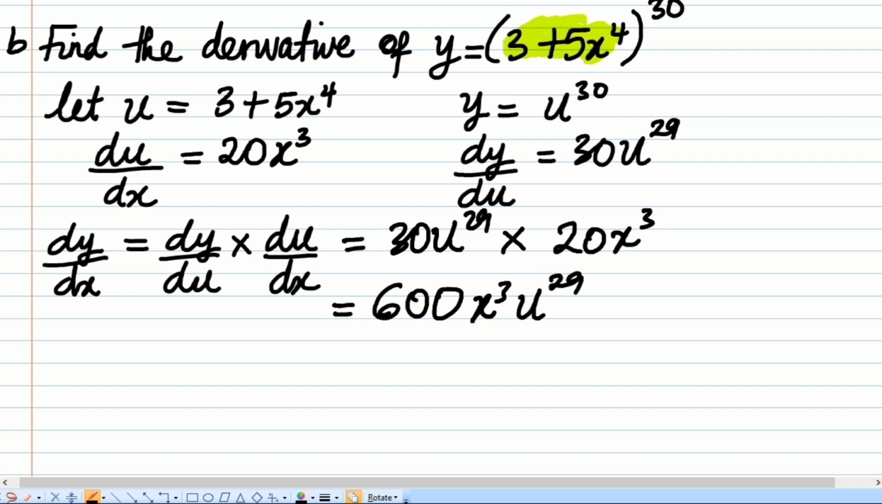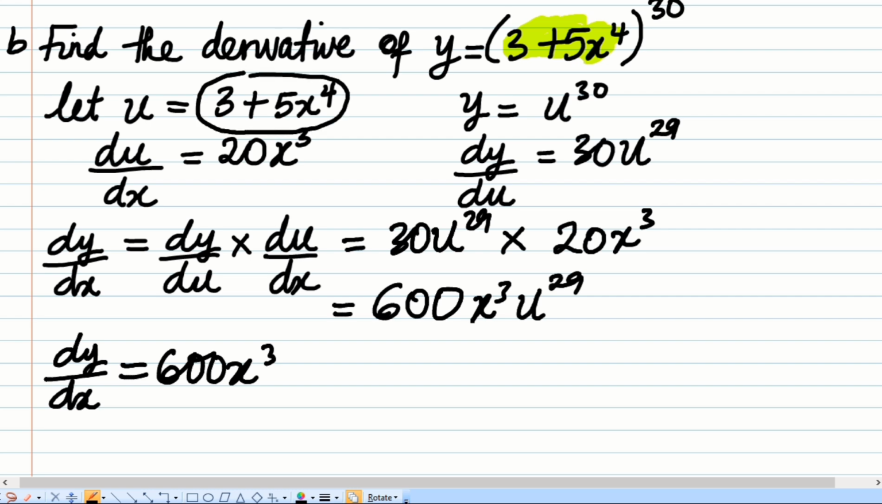This is not the final answer, right? We just have to put back the value of u. So we can actually say that dy on dx is equal to 600 x cube. What was u? Remember, u is 3 plus 5x to the power 4. So we're going to open a bracket and say 3 plus 5x raised to power 4, raised to power what? 29.